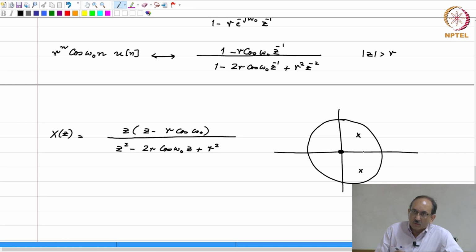So, here I have chosen r to be less than 1, just for illustration. So, this is the circle of radius r where the poles are, and one 0 is at z equal to 0, which is the trivial 0. The other 0 is at r cos omega naught, therefore, it is right here. It is on the vertical line joining the two poles.